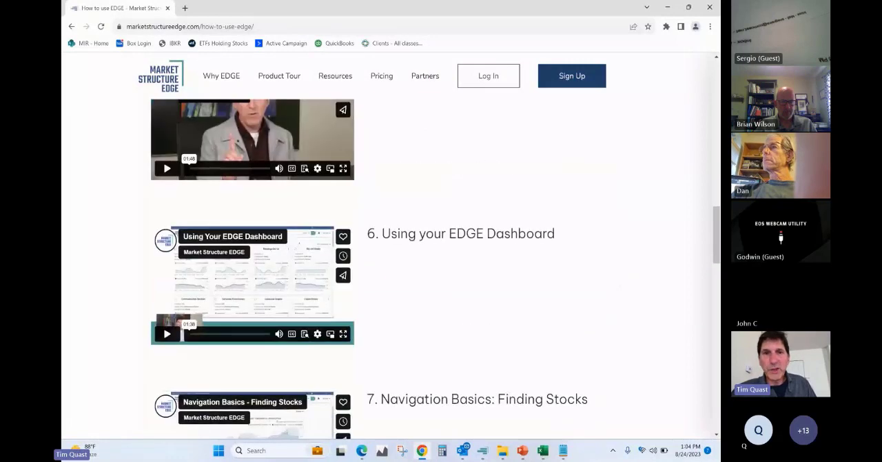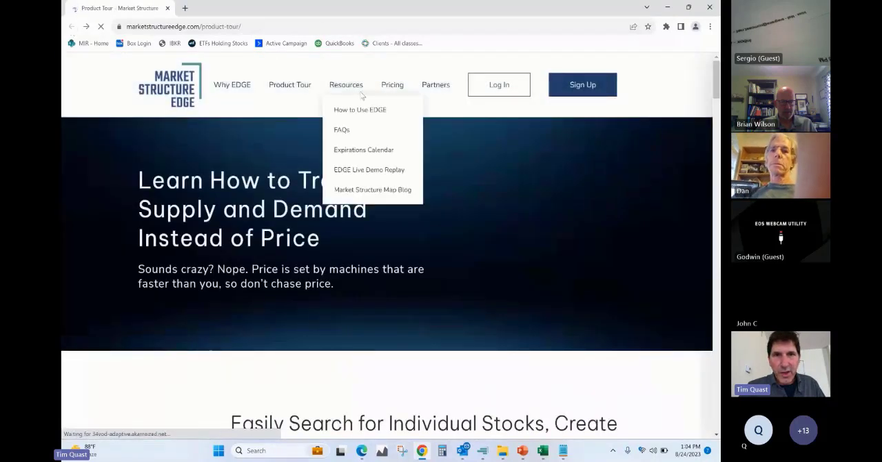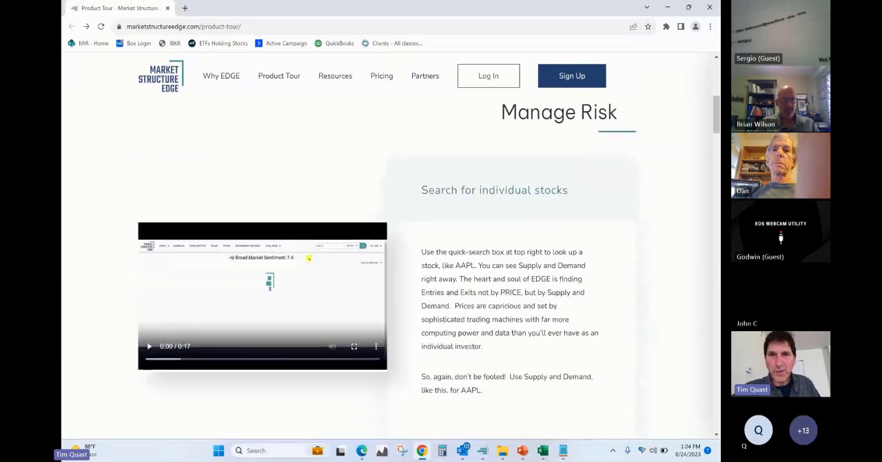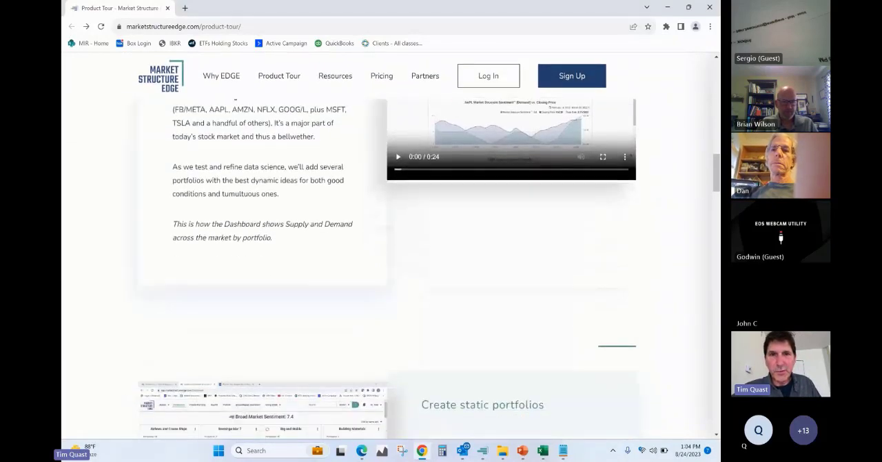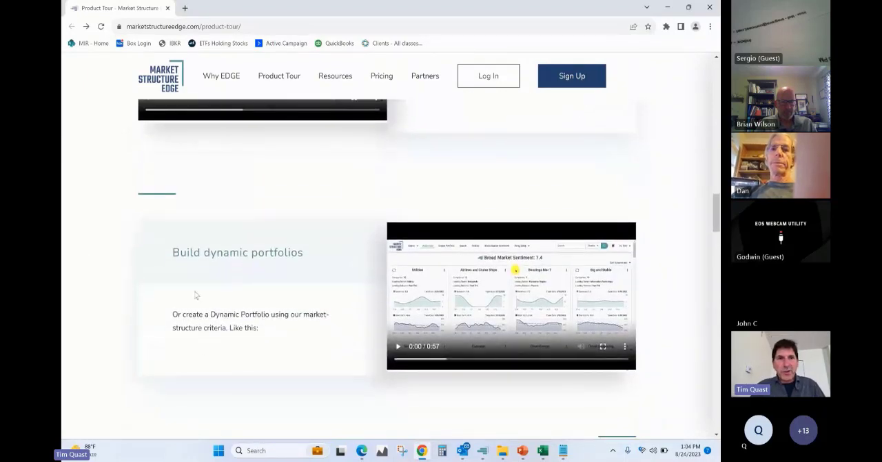Each of these will, like using your dashboard, go through some of those characteristics. Let me back up one because I think there's another one in here. In fact, it's right here. There are a bunch of these. Search for individual stocks, see what all the money's doing, create static portfolios, build, there you go. There's the one. Build dynamic portfolios.